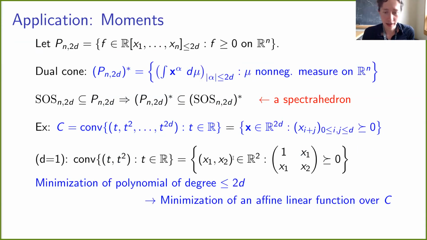It's not so exciting for this example, but if I want to minimize some polynomial of degree at most 2d, writing out the vector of coefficients of this, I can view that as minimizing an affine linear function over this set. So I can view this as a semidefinite program.